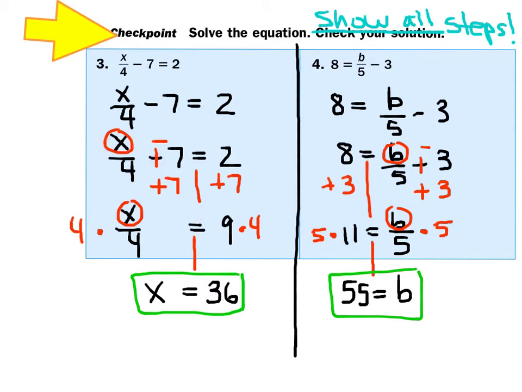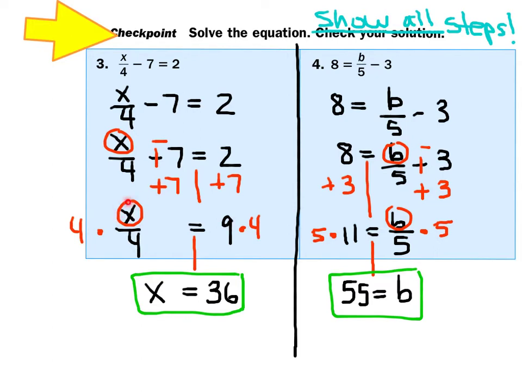I see adding negative 7. So the only way to destroy that is to add a positive 7 on both sides of the wall. So I bring down the x over 4. Negative 7 plus positive 7 destroy each other, so those you can cross out. Bring the equal sign straight down. And of course, 2 plus 7 leaves you with positive 9. So now I have x over 4 equals 9.